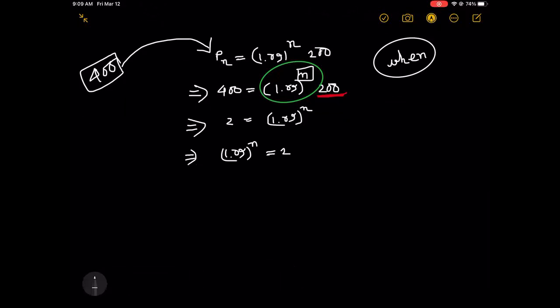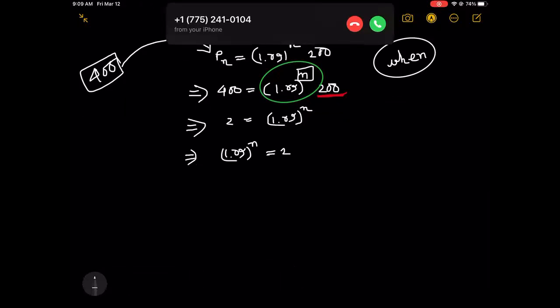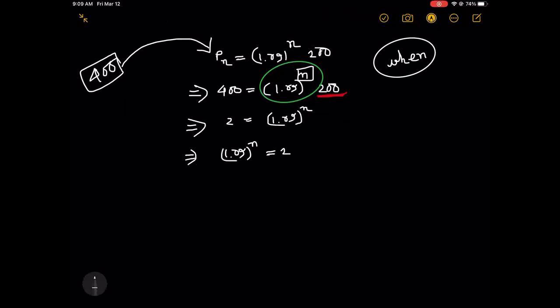Now what's next? What should you do to calculate n, to isolate n? I think I know, but I'm not completely sure. Just go for it, no worries. Would you take the log on each side? And why? Because you have an exponent, a number with an exponent equal to a whole number. Very good. That's it.